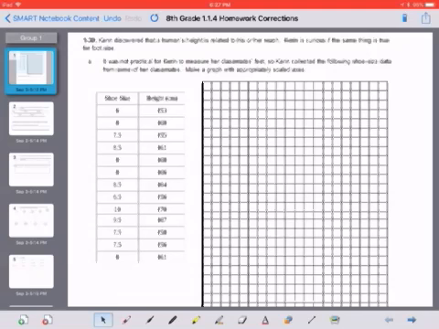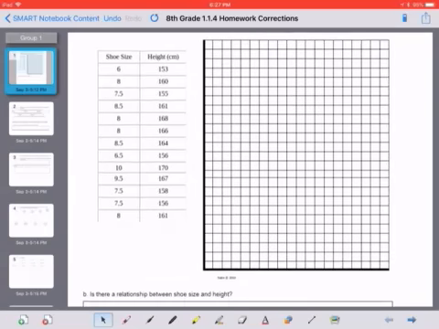Karen discovered that a human's height is related to his or her reach. Karen is curious if the same thing is true for foot size. It was not practical for Karen to measure her classmates' feet, so Karen collected the following shoe size data from some of her classmates. Make a graph with appropriately scaled axes.